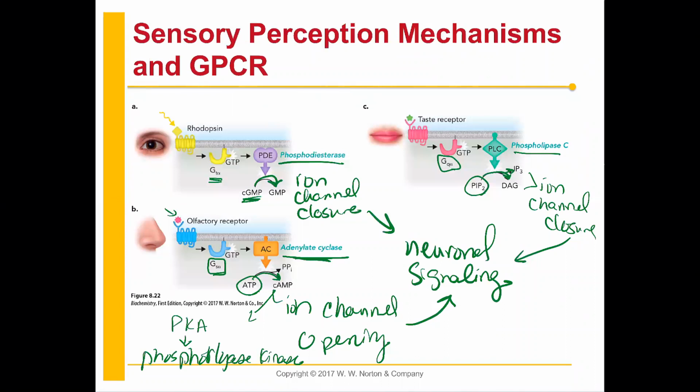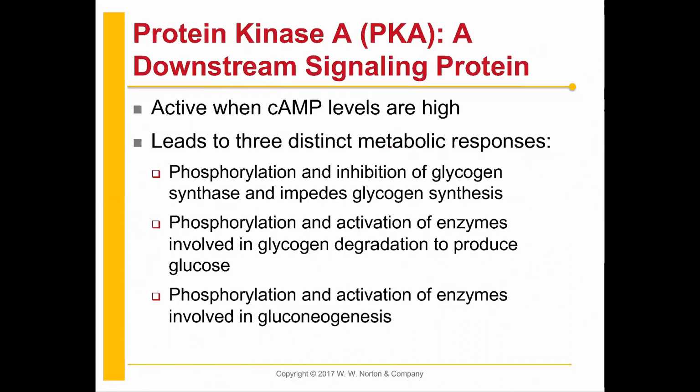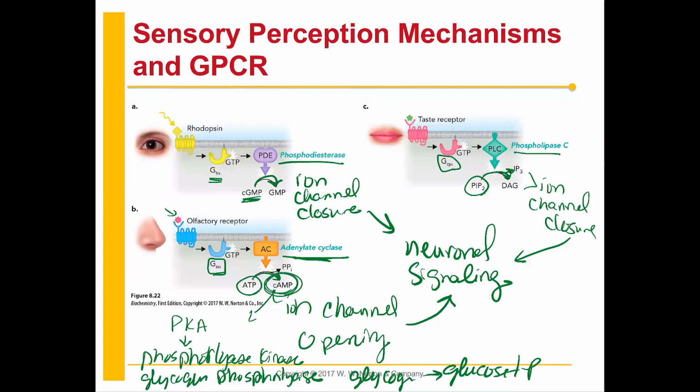So remember, this is where we're talking about all the fold increase in the signal. And so when you have that, phosphorylase kinase is going to phosphorylate our glycogen phosphorylase. And the glycogen phosphorylase converts glycogen to glucose 1-phosphate, right? So I'm trying to get you to remember what PKA does, right? So it's a downstream signaling protein, and it's active when we have high levels of cyclic AMP, right? Because that's what activates PKA.